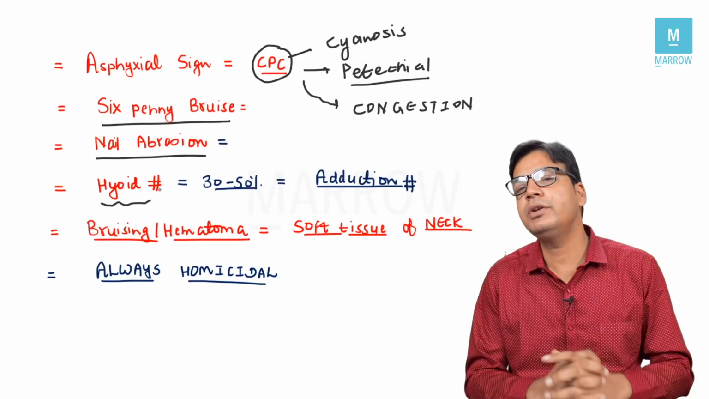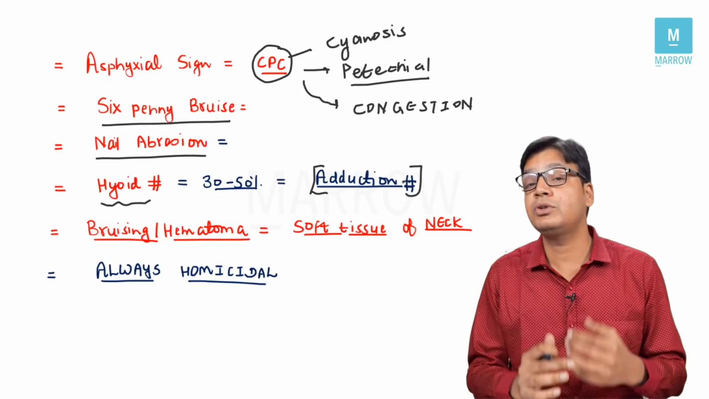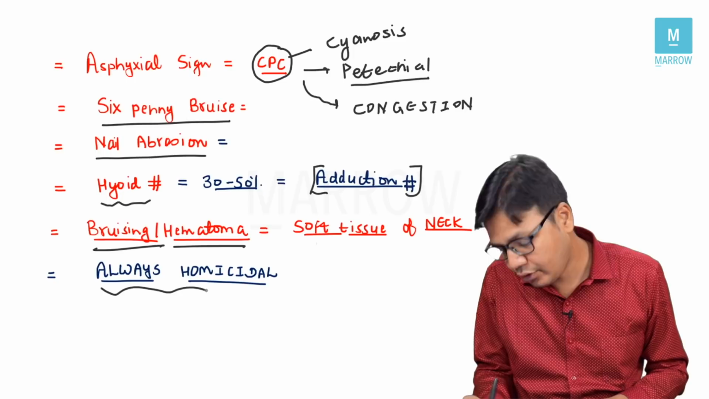Adduction ka matlab towards medial. Matlab aap dekhoge, this is an adduction fracture. Now, sir, this adduction fracture is hyoid bone fracture. This is also known as inward compression fracture. Kyun bolte inward compression fracture? Because it is towards inside. Inward compression fracture. Bruising and hematoma, I already discussed. Throttling is always homicidal.